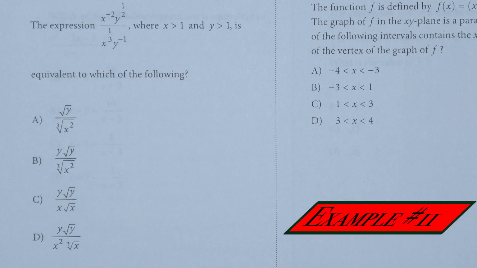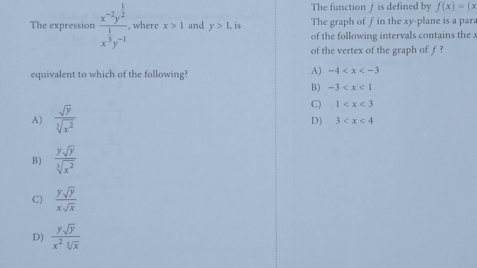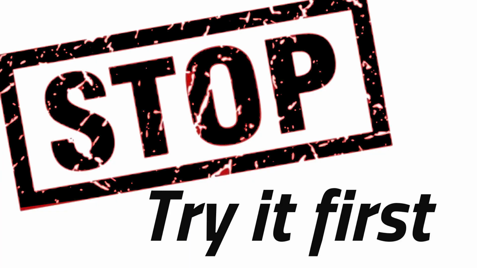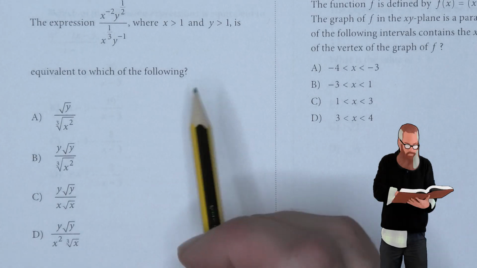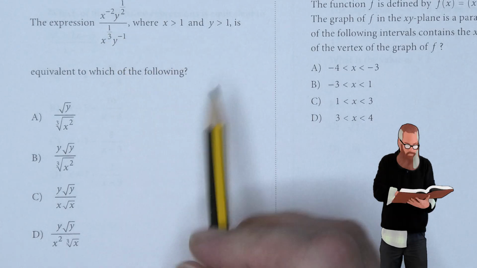The expression x to the -2, y to the 1/2, all over x to the 1/3, y to the -1, where x is greater than 1 and y is greater than 1, is equivalent to which of the following? So the first thing I'm going to do is I'm going to rewrite this to get rid of these negative exponents.